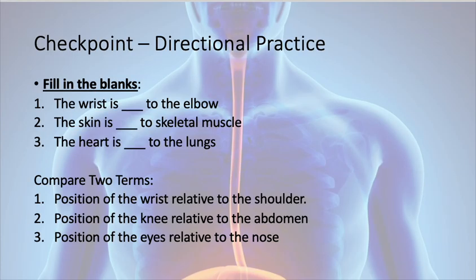Okay, so let's take a moment to do some directional practice based on what we've just talked about. So please go ahead and pause the video here and complete the following. Fill in the blanks indicating the directional term that would be relevant here. The wrist is blank to the elbow. So think about what the reference point is and what the term would be. And then below, compare the two terms. So provide the position of the wrist relative to the shoulder, or the position of the knee relative to the abdomen. So take a moment, pause the video, do some practice, and then I will take them up.